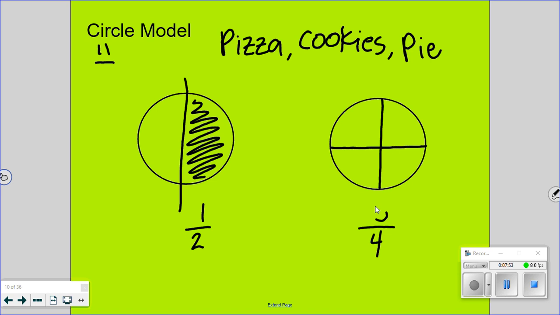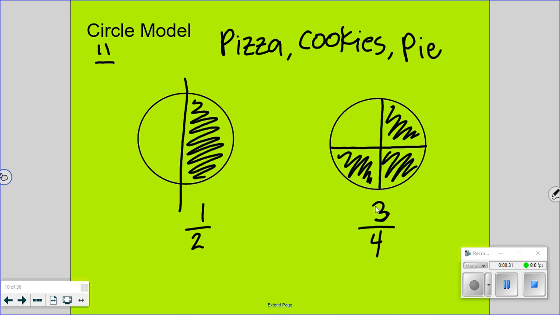How many fourths do I need? Ava? 3. I need 3/4. Here's 1/4, 2/4, 3/4. I need 3/4 because I'm counting fourths. So far, so good. What if you colored in different fourths? Is that okay? Yeah. As long as you've got 3 of them. What's this one?